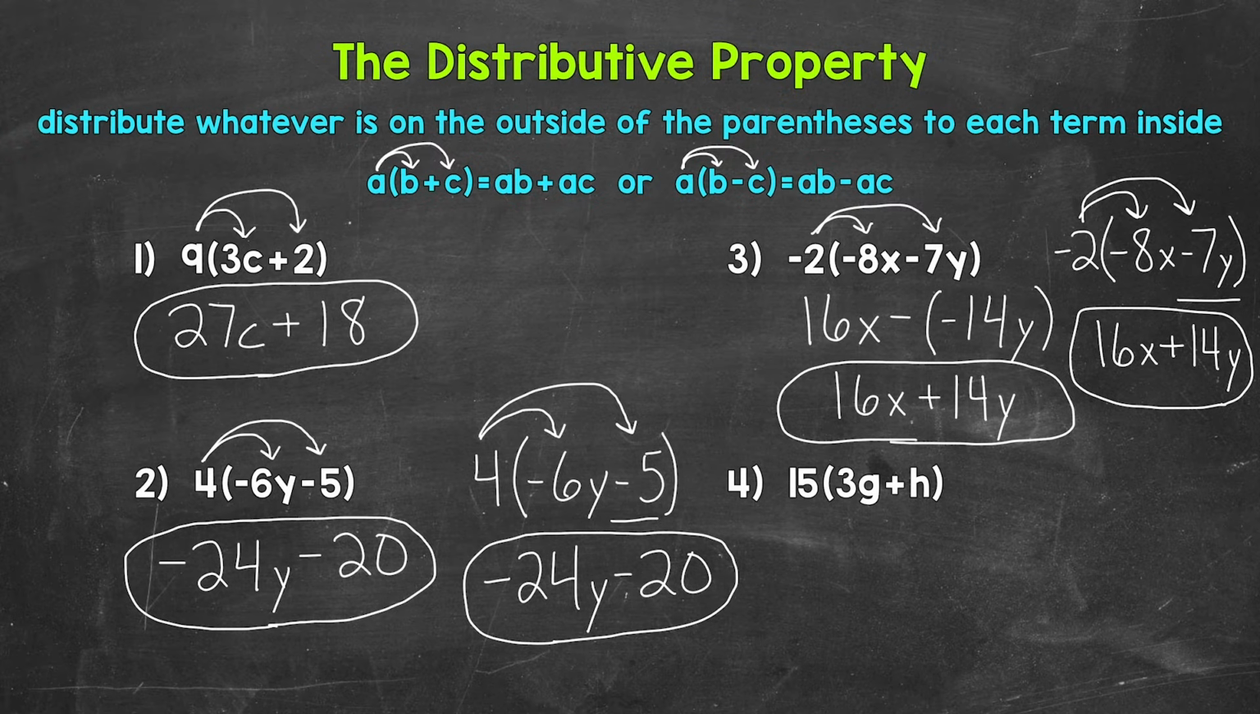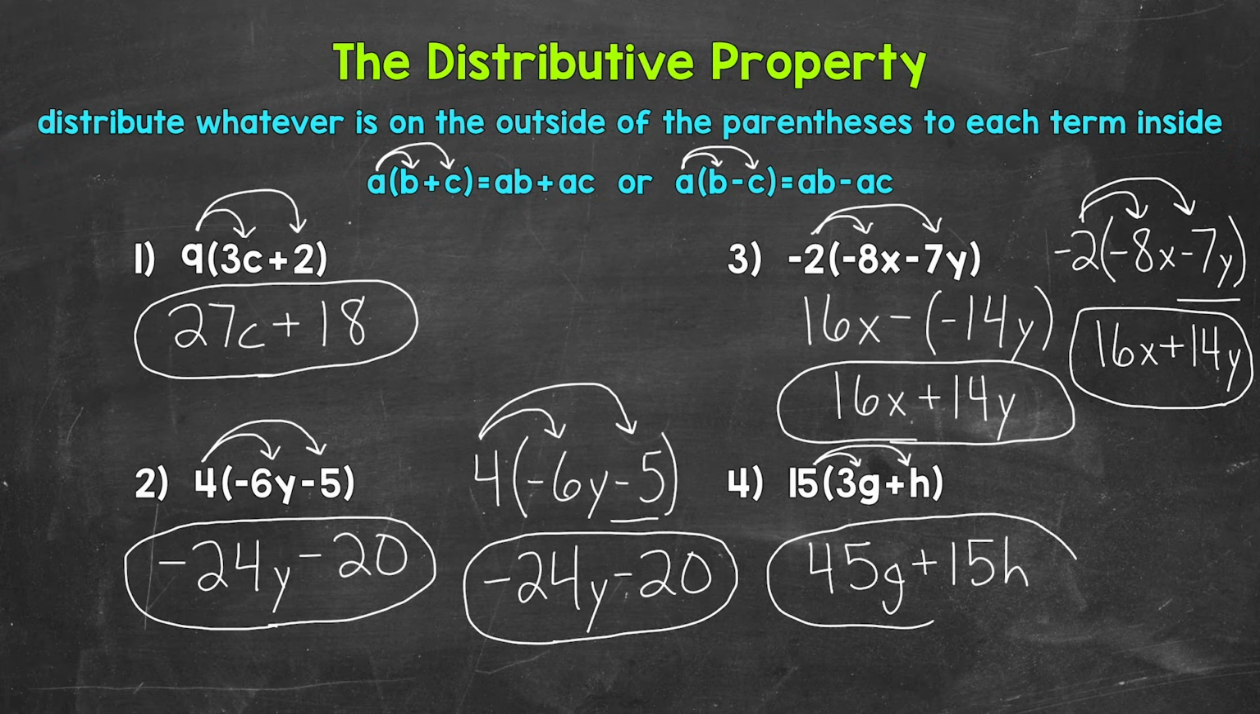Lastly, let's move on to number 4, where we have 15 and then 3g plus h in the parentheses. So let's distribute that 15 to the 3g and to the h. So we have 15 times 3g. That gives us 45g. Plus, and then 15 times h, well, that's just 15h. So we end up with 45g plus 15h. We don't have any like terms that we can combine, so we can't simplify this any further. This is simplified. So again, 45g plus 15h.